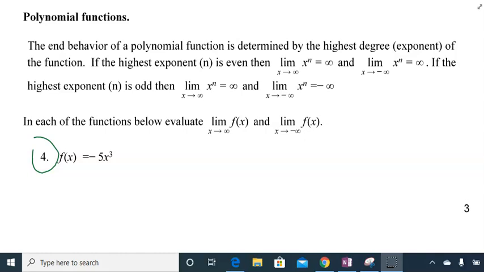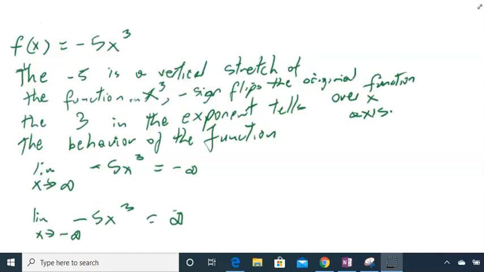So in our example, f of x is equal to negative 5x cubed. We should think about our original function, or parent function, f of x is equal to x cubed, and try to reason out what is happening in this case. So what does the 5 do to it? What does the negative sign do to it? And what is the exponent telling us about it?